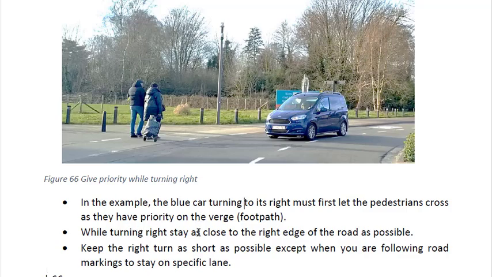While turning right, stay as close as possible to the right edge of the road and keep your right turn as short as possible. There is an exception. When you are following the road markings, you stay on the specific lane. For example, when you are turning right, there might be two lanes turning right, and you are on the right side lane or the left side lane. Just follow the road markings. In that case, you don't have to stay as far right as possible on the road.